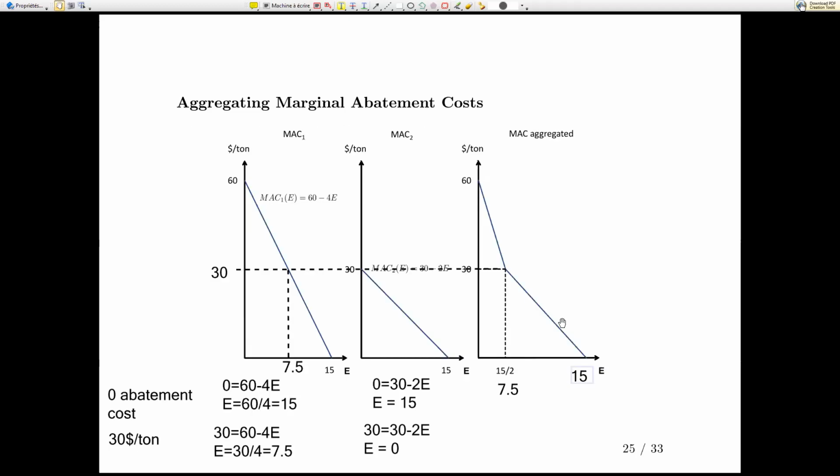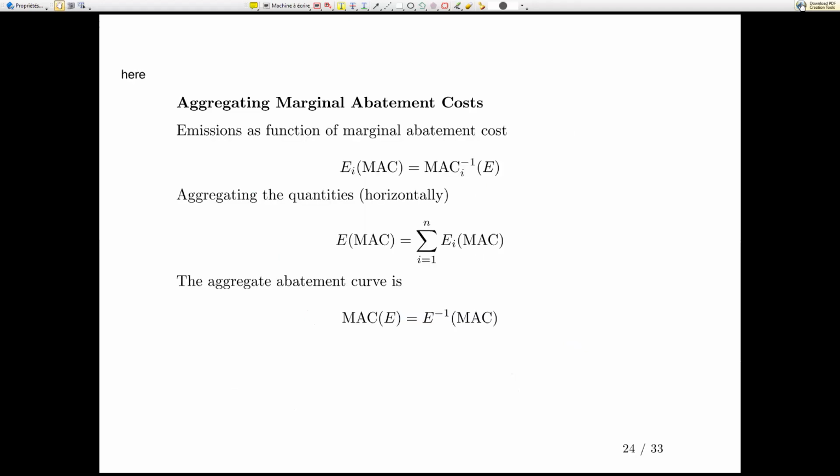So of course, what you see here is we never add costs together. We never say, for instance, at 7.5 we add this to this. We say for a certain dollar amount, how much in total emissions do we get? So what we have to do is invert these MAC curves, then add the quantities, and then invert back. It's exactly the same as you would do with, say, marginal willingness to pay, for instance, for private firms.